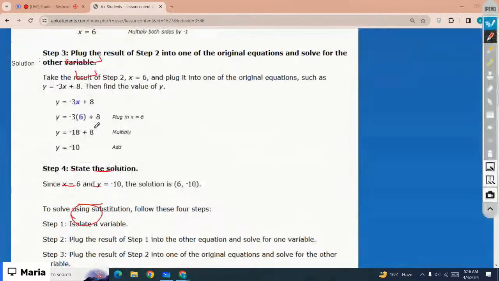So you can substitute x in any equation to solve for y. So y equals negative 10. So that means the solution of the system of equations is 6 and negative 10, right?